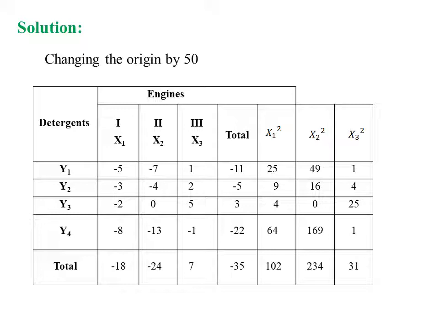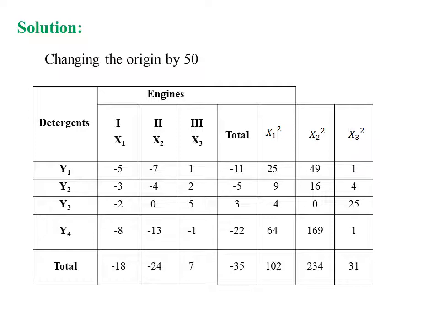The engine values are taken as x1, x2, x3. The detergent values are taken as y1, y2, y3, y4. Subtract each value from 50 and we get these values: minus 5, minus 7, 1, minus 3, minus 4, 2, minus 2, 0, 5, minus 8, minus 13, minus 1. Then their total value is minus 35.